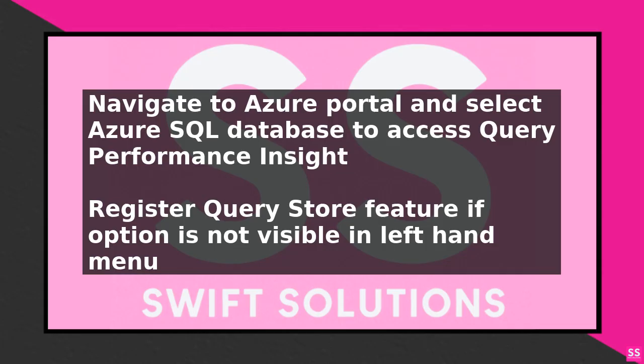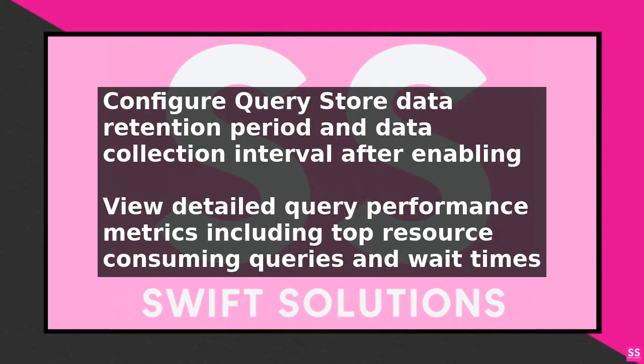Once the Query Store is enabled, you can configure the data retention period and the interval at which data is collected. After configuring the Query Store, go back to the Query Performance Insight page in the Azure portal. Here, you can view detailed metrics on your query performance, including the top resource-consuming queries, query duration, and wait times. You can also filter the data by time range, query text, and database object.